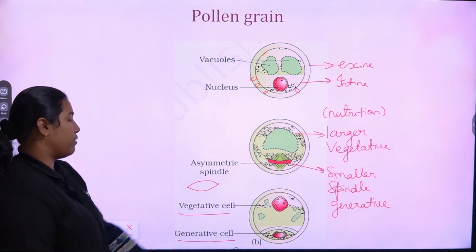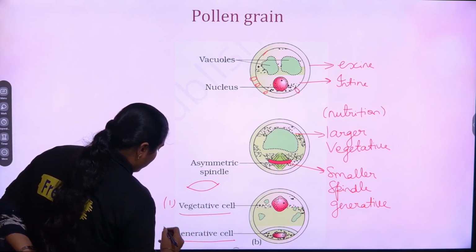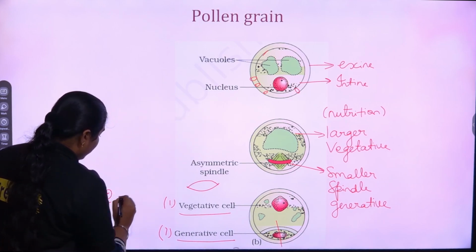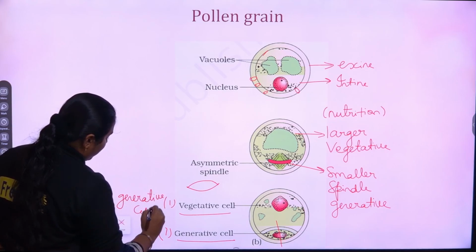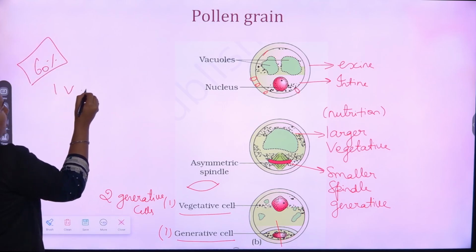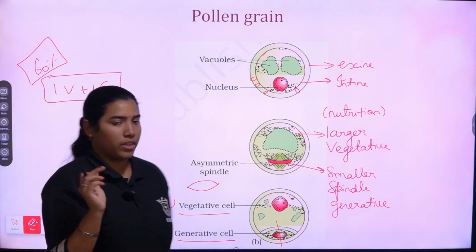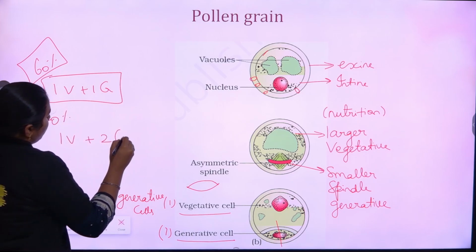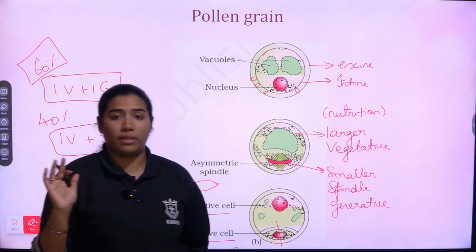Okay, this undergoes an asymmetrical division, and this is known as the 2 cell stage. We have one vegetative cell and one generative cell. Sometimes what happens, this divides and it forms two generative cells. So in 60% or the majority of angiosperms, what happens? One vegetative cell plus one generative cell. This is the stage at which the pollen grains are shed from the anther. But in the remaining 40%, what happens? One vegetative cell but two generative cells. So this is the stage at which the pollen grains are shed from the anther itself.